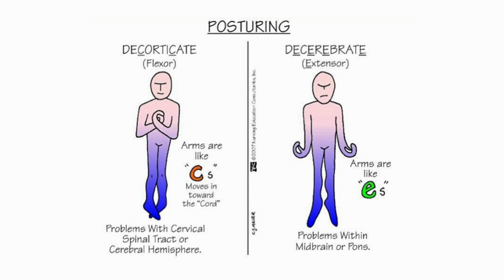And here's a visual of the posturing, which I kind of like. The decorticate, you see how there's that C, and they're at the core, and it moves in towards the cord, this spinal cord. And then look at the feet, they're kind of inwards. And that's a problem with the cervical spine tract or the cerebral hemisphere. And then the worst position is the separate with all the E's, extensor. The arms even kind of look like E's. That's usually a problem with the midbrain or the pons.